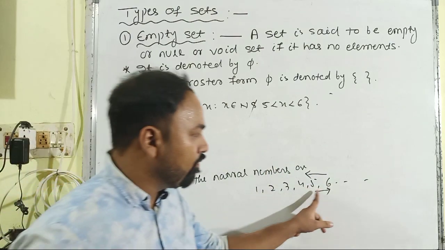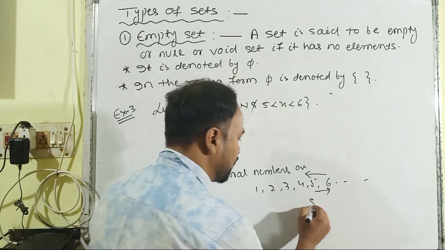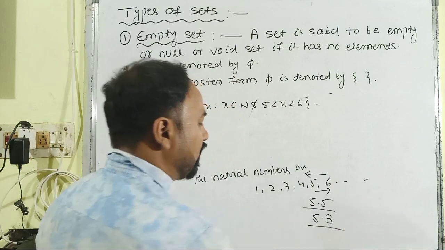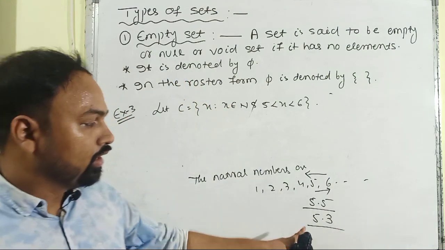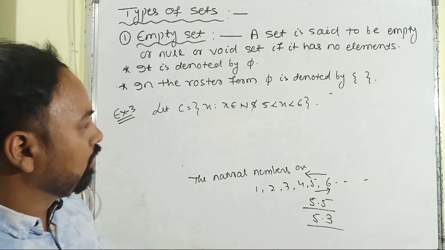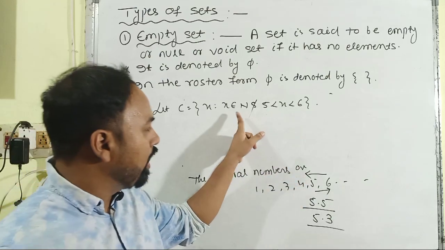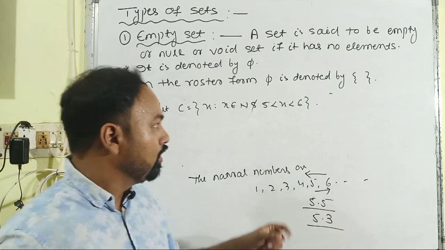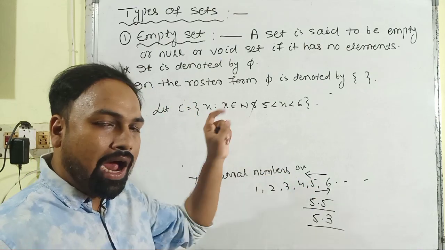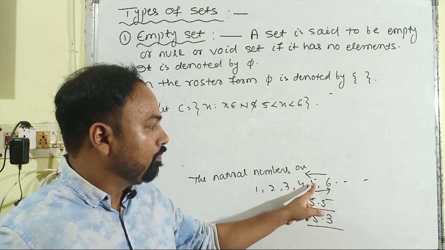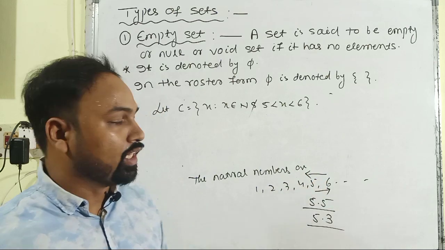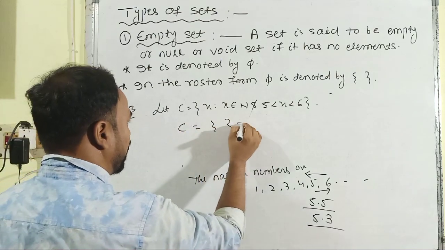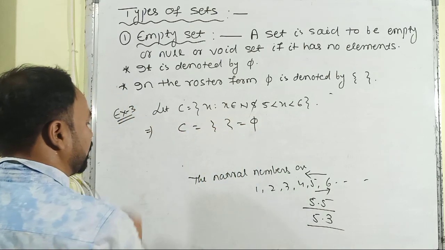But in between 5 and 6, we can find 5.5, 5.6, 5.3, but they are not natural numbers. They are decimal numbers. So we cannot find any natural number between 5 and 6 such that x is a natural number and it is greater than 5 and also less than 6. So this set is an empty set. We cannot find any number like this.